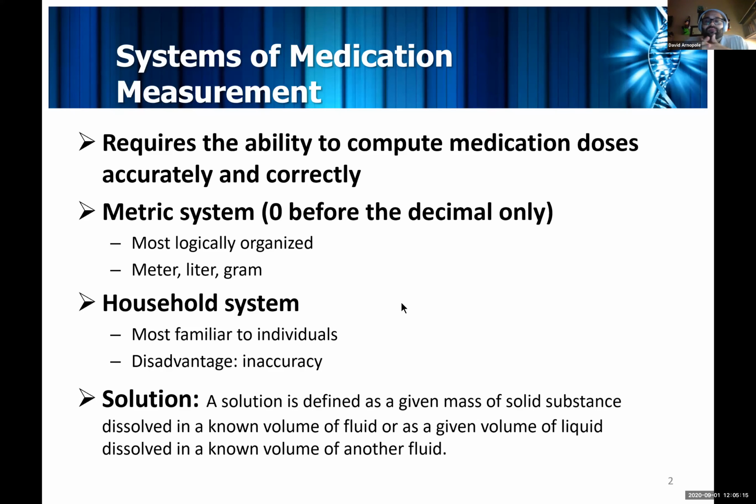So the metric system: it's 0 before the decimals only. This is the most easily organized. It's in powers of 10. And if you haven't been introduced to this type of system, welcome. We're going to crash course it for you. Meters, liters, and grams. Everything is based on those 3 measurements in nursing school. You can go further than that, but you don't have to worry about it because those are the only 3 you have to deal with.